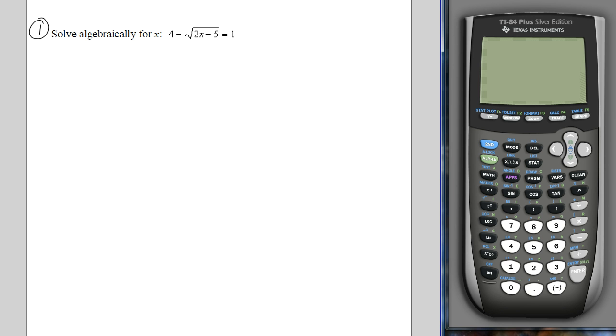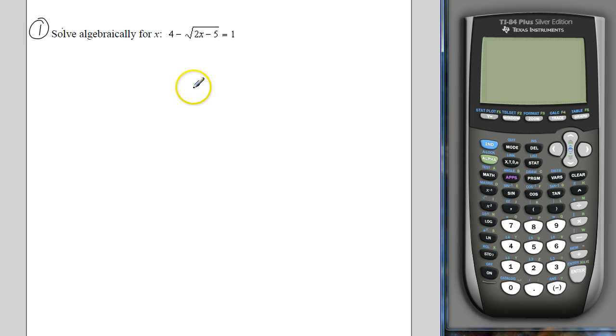It says, solve algebraically for x, where they give us the equation as 4 minus radical 2x minus 5 equals 1. Now, the reason why they say algebraically is they don't want you just throwing in numbers, guess and check. They want you to actually do the problem. And a couple of things you have to remember with radicals. When you get done, a radical will never equal a negative, and it can't be imaginary. This has to do with the graph of a radical equation: the domain of radical x is 0 or positive values. So you have to watch it when you get done.